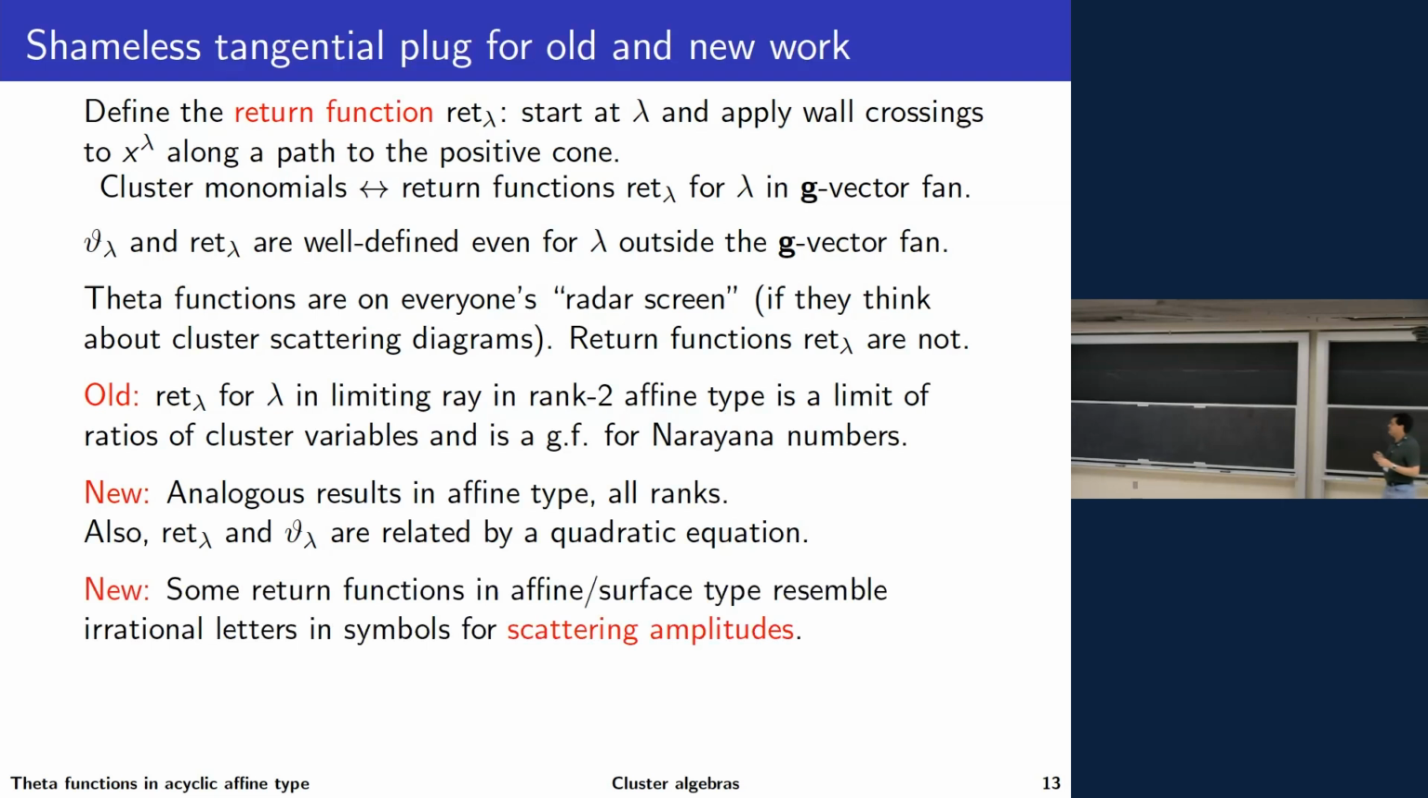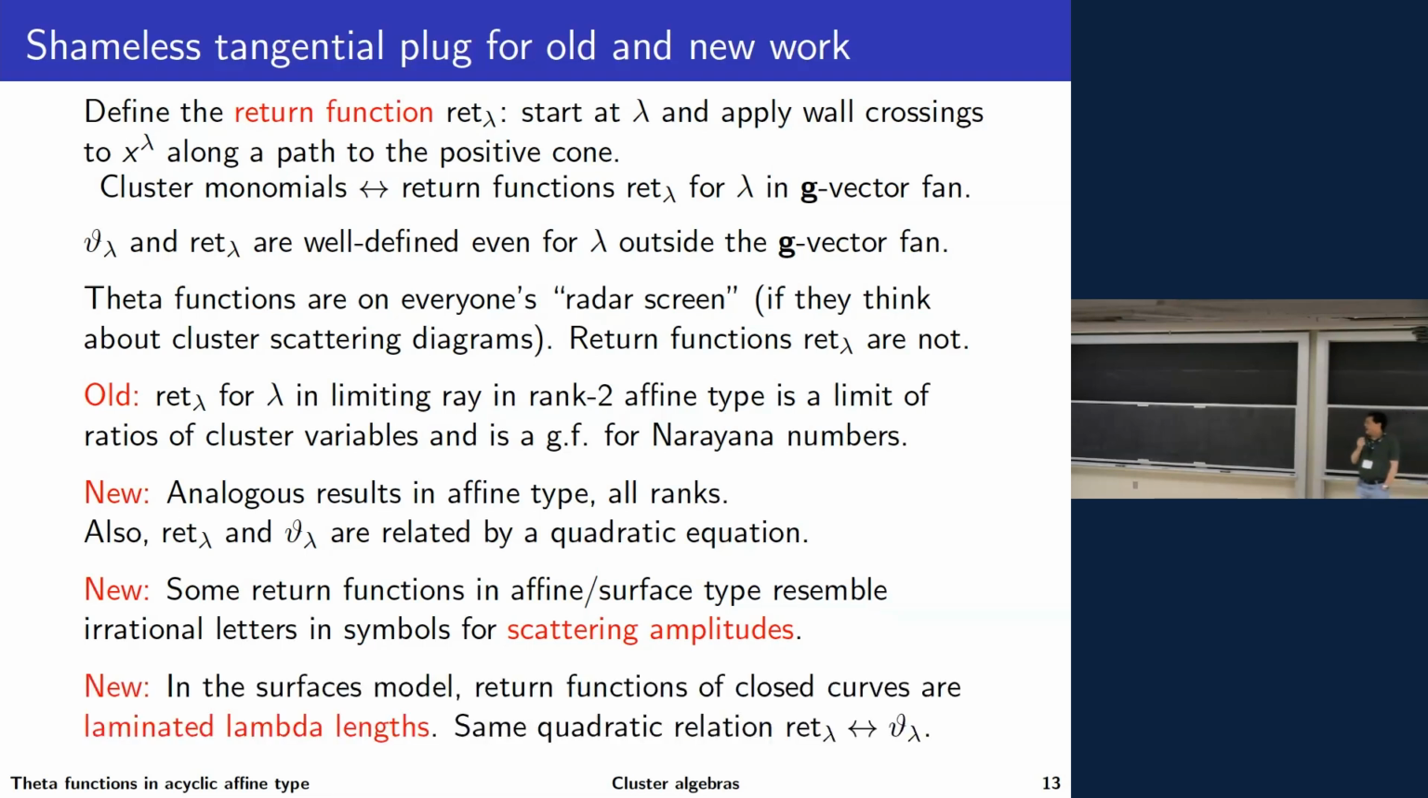Also new, some of these return functions resemble the irrational letters that people are looking for in symbol alphabets for scattering amplitudes. I haven't said anything about this, but somehow people who are trying to write down scattering amplitudes for particle interactions are seeing some irrational letters. And some of these return functions are the quadratic, irrational ones that they're seeing.